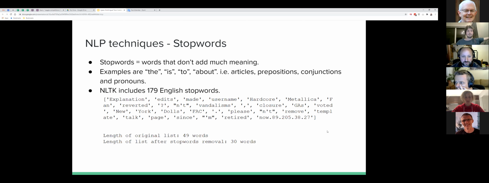The Natural Language Toolkit, which is a really great natural language processing package for Python, includes 179 English stop words. I've taken that previous set of tokens I made in the last slide and removed all of the stop words from it. So we started off with 49, and I've removed 19 of those to get down to 30 words. That means that most of these words are now going to have some sort of valuable meaning. They're going to generally contribute something good towards the training.